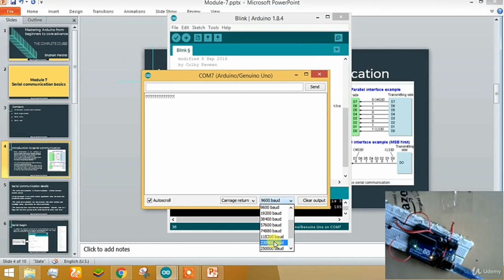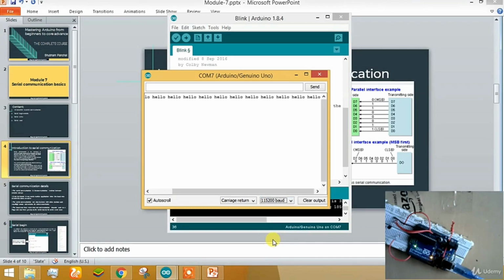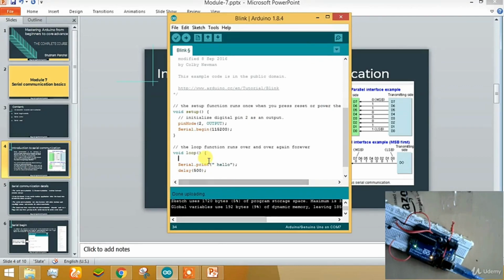Change the baud rate to 115200. Now you can see that you get the data in a readable format, but you can see that it is not terminating each line. It is all going on one line. So for that, to get the data on a new line every time, write the function Serial.println.